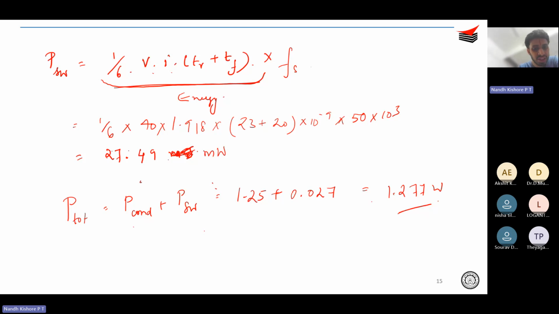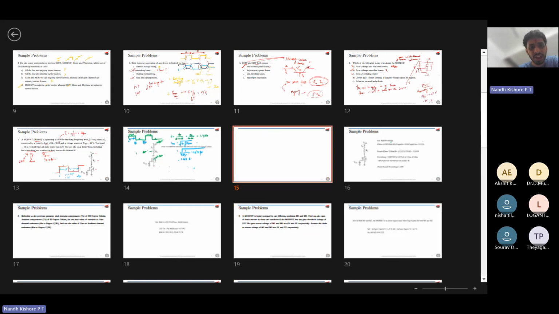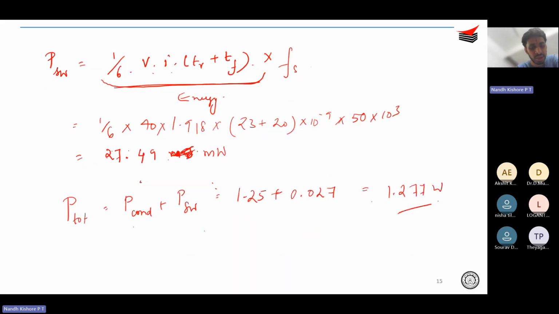Because during each transition, each transition of rise time and fall time, you will see that the voltage will drop from VDD to 0, and simultaneously the current will increase from 0 to capital I. So current increases from 0 to capital I, and voltage will fall from VDD to 0. And this will happen during the TR interval. Similarly, vice versa happens during the TF interval.